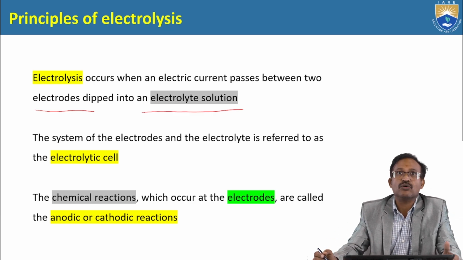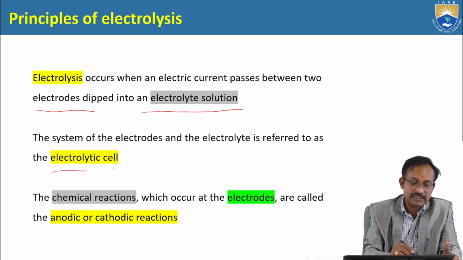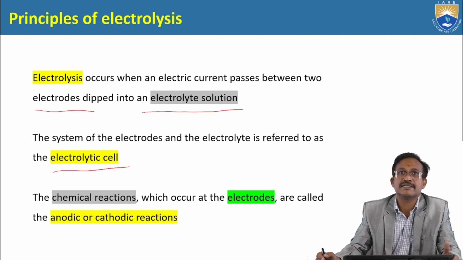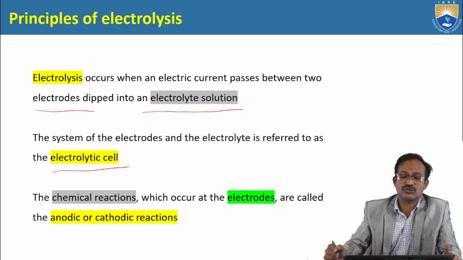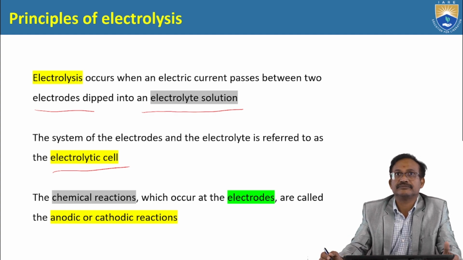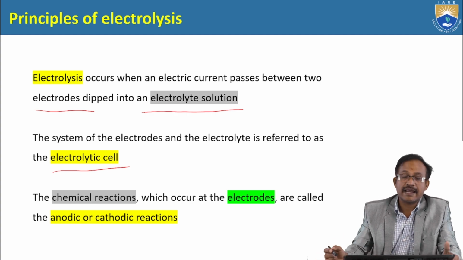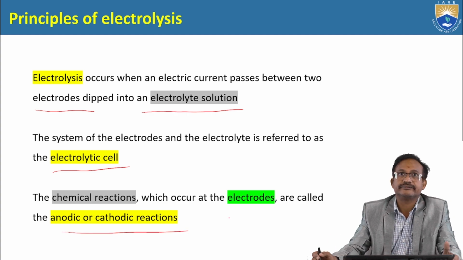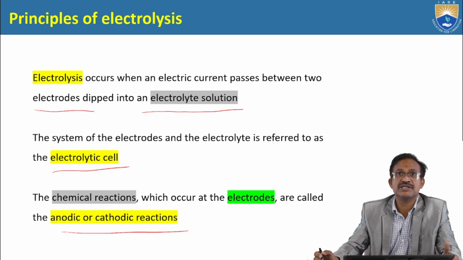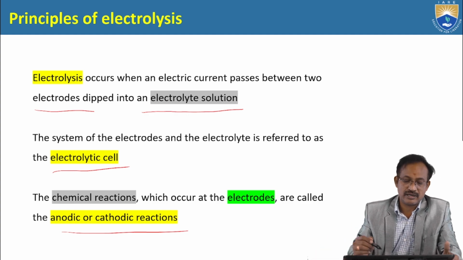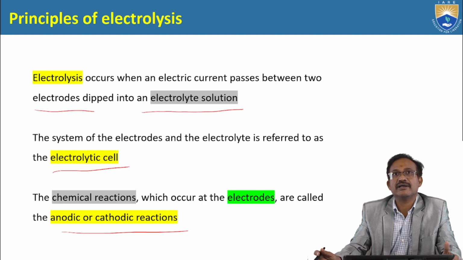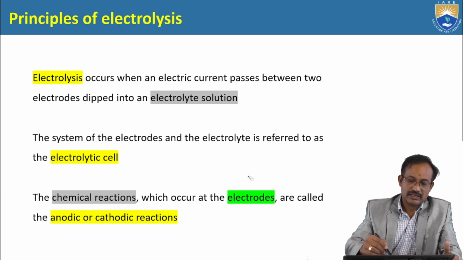The system of the electrodes and the electrolyte is referred to as the electrolytic cell. Next, the chemical reactions which occur at the electrodes are called the anodic and cathodic reactions.